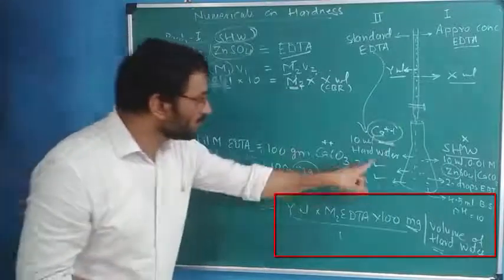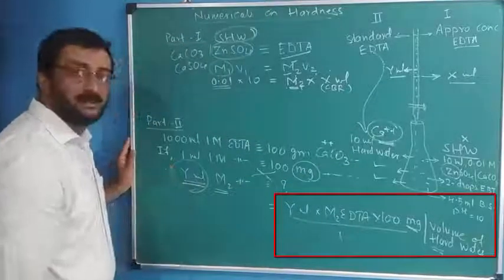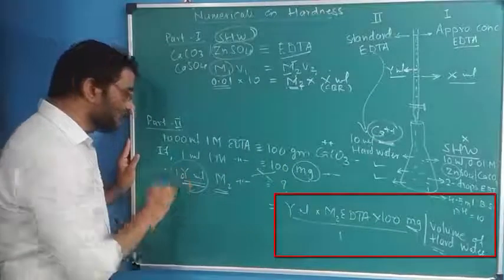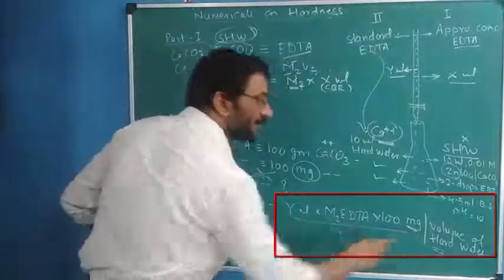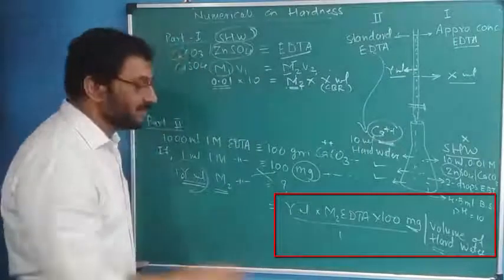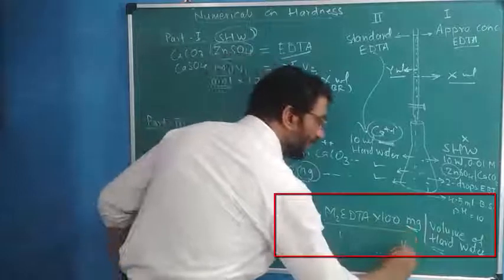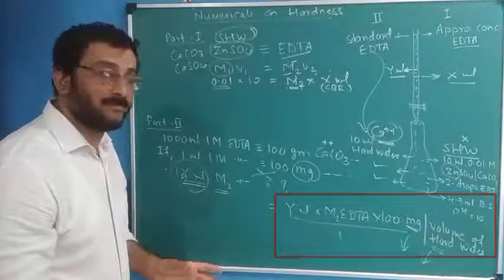Why? Because by using that 10 ml, I got a Y mL reading. If I use not 10 ml but suppose 100 ml, it will be 10 times the Y reading, isn't it? So that answer is for the given volume of hard water. In our case, it is 10 ml. So keep milligram as it is and convert this volume to 1000 ml.